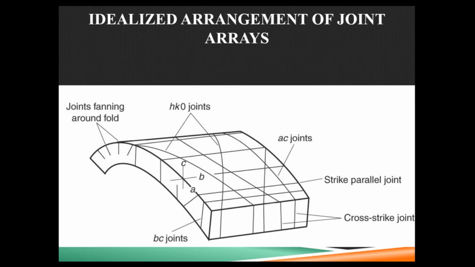We can also have joint arrays and joint systems in folded or bent rock. So if we had maybe a sandstone layer, and there's some stress and some folding, the rock doesn't fold perfectly, it fractures very, very commonly. And so then we can have them in different orientations relative to the fold.